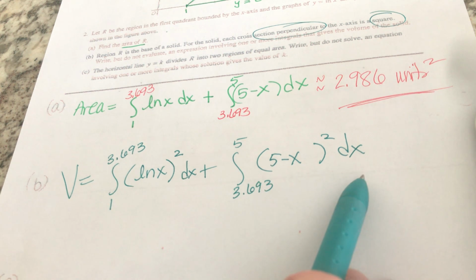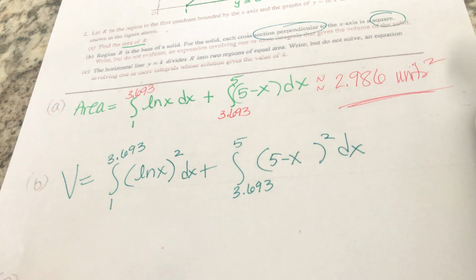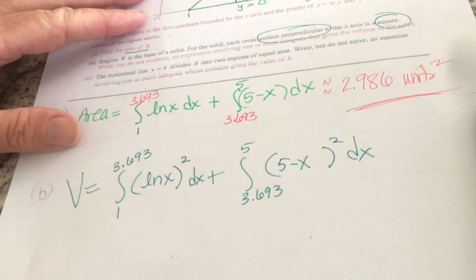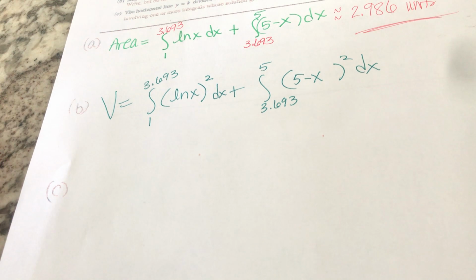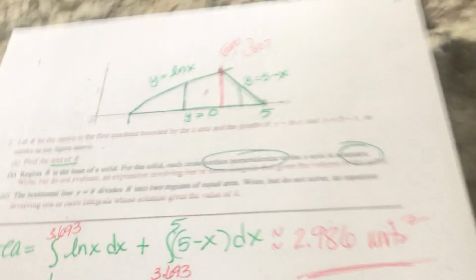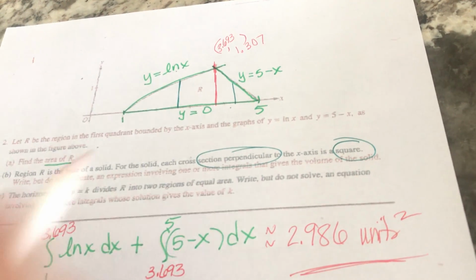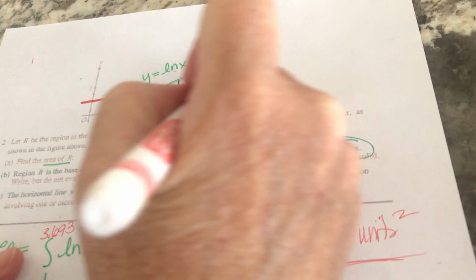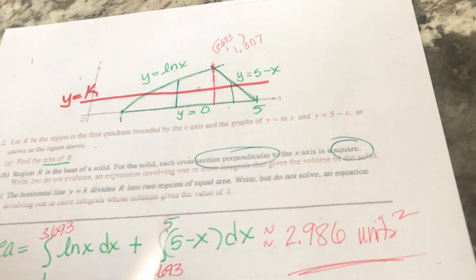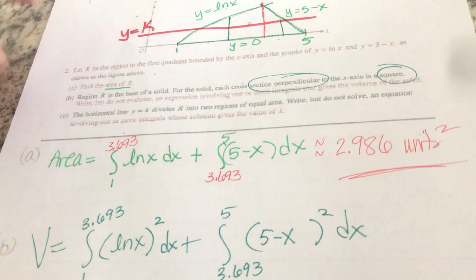They don't even make you put that in your calculator. It said to set it up only. So that is the only answer for part B. Part C, you could do different ways. This one is also just a setup question. It's where they give us that there is a line, y equals k, that breaks this into two areas that are equal.